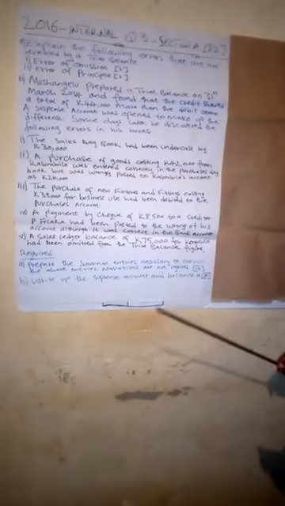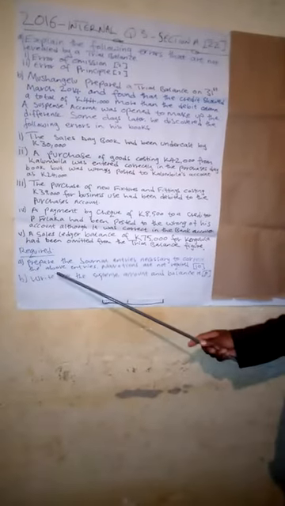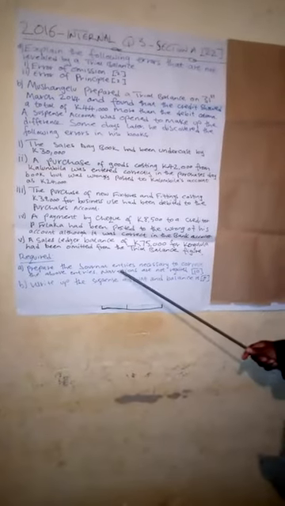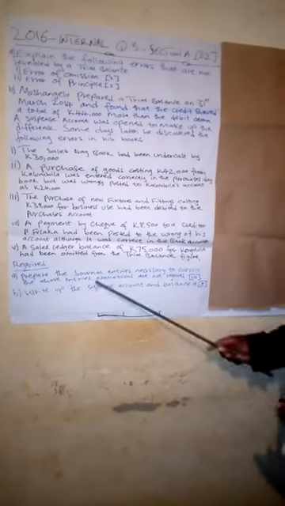The first requirement here is prepare the journal entries necessary to correct the above entries. Narrations are not required. And B, write up the suspense account and balance it. Okay? So this is what we are going to do.